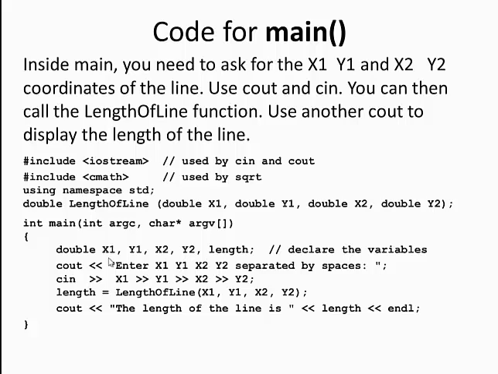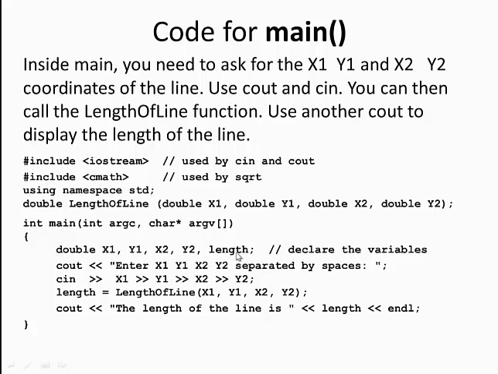Here's the code for main. Inside main, you need to ask for the values for x1, y1, and x2 and y2. So use cout and cin statements. I need to include iostream for cout and cin, include cmath for square root, using namespace std. Then here's my function prototype. Int main, open curly brace and a close curly brace down here.